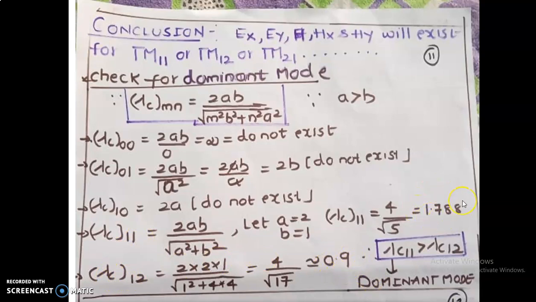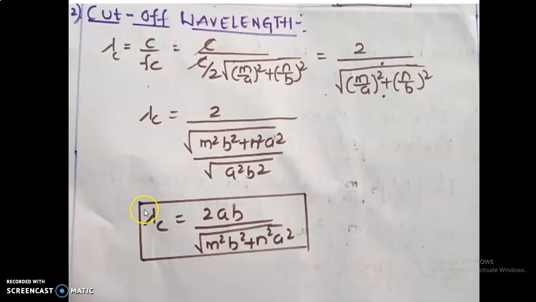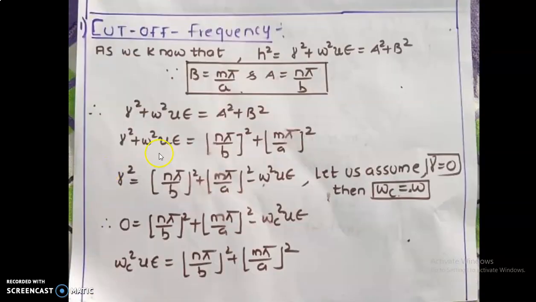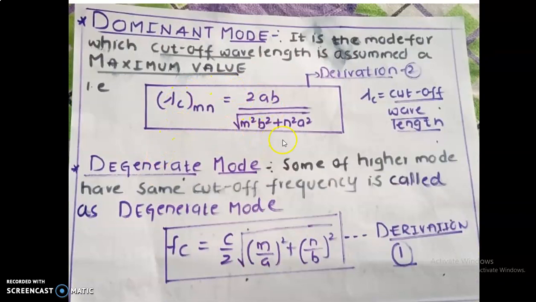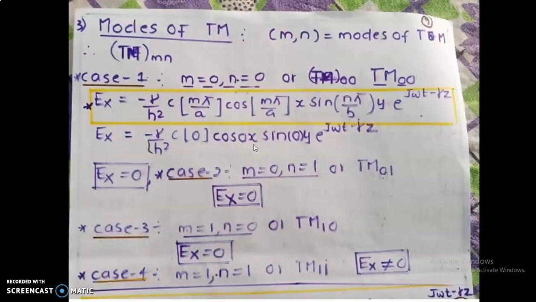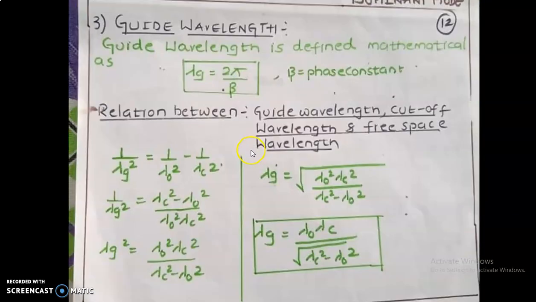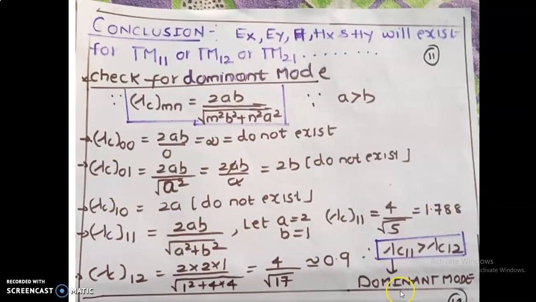So according to the dominant mode, you have to find the cutoff wavelength first. Once you have found the cutoff wavelength, then you're going to get some value. The maximum value is called the dominant mode. Now what is the dominant mode here out of all these wavelengths? Anyhow, the first three won't exist, the next two exist. I got the conclusion that lambda c11 is greater than lambda c12.